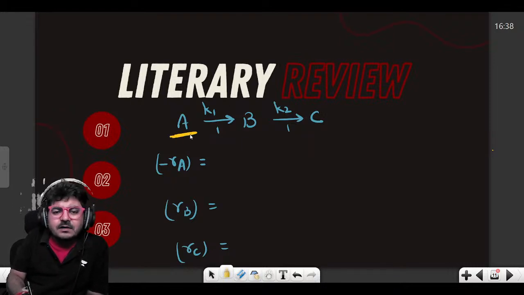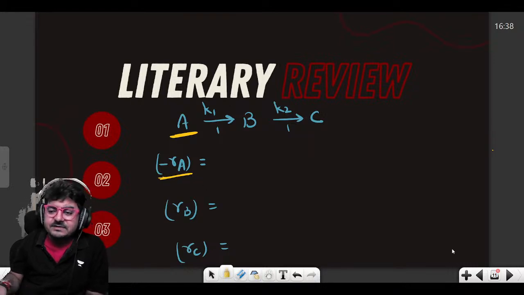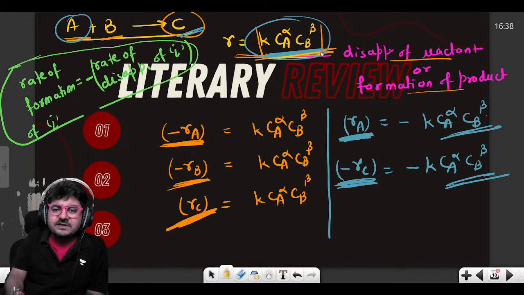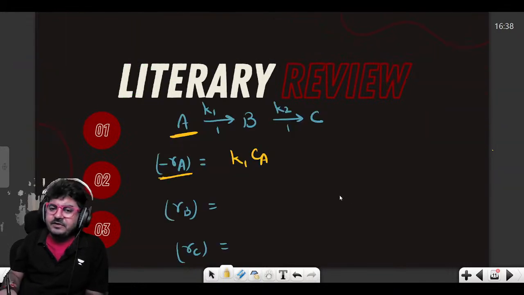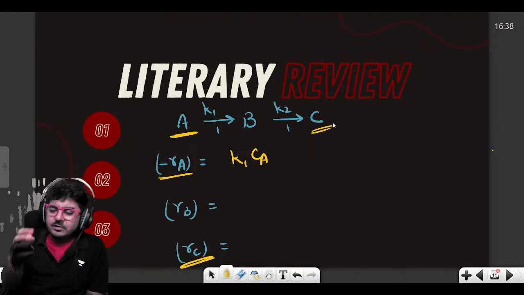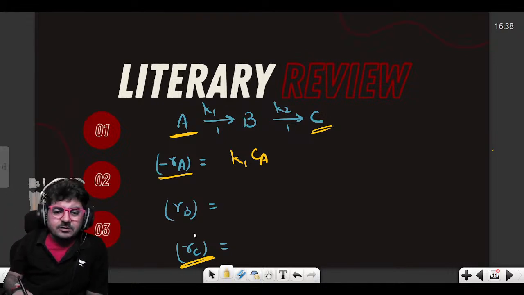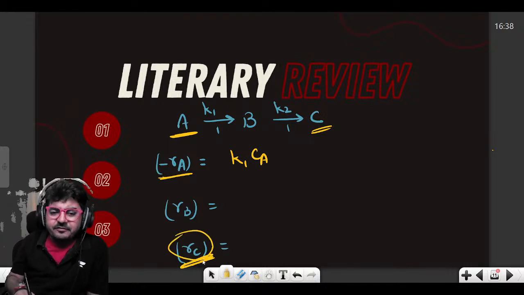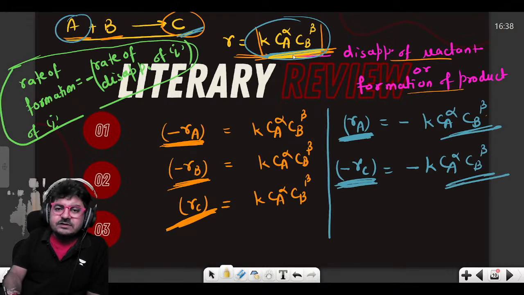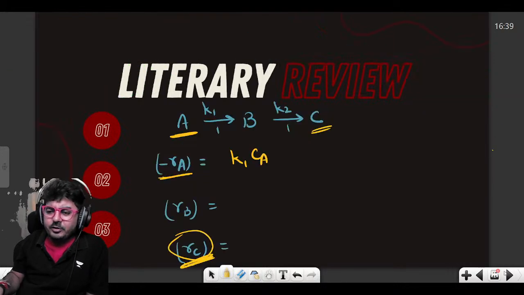So how will you write? See this. A is the reactant. I am interested to write rate in terms of disappearance of A. This is the reactant. I am interested to write disappearance. तो वो हो जाएगा प्लस का K1 CA because it represents disappearance of reactant. ठीक है. अब C की बात करें. C is the product because whatever is on the right hand side of arrow, that is the product. है ना? So I am interested to write rate in terms of formation of product. This also represents the formation of product.